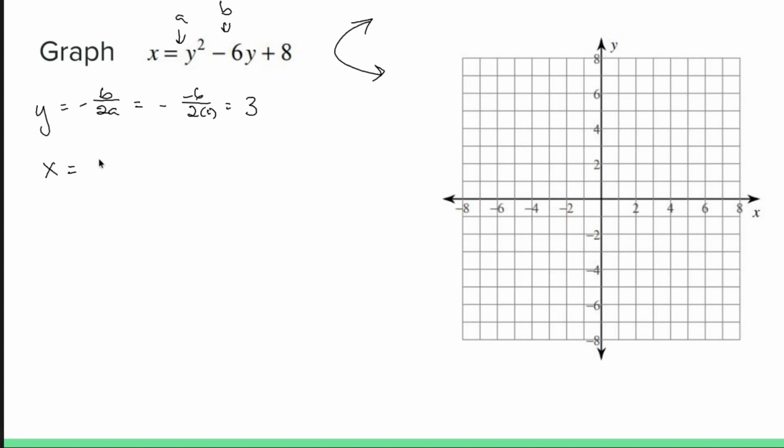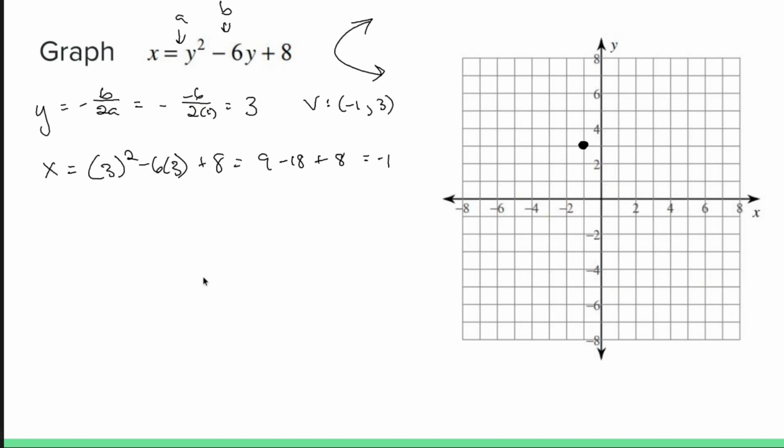So x equals 3 squared minus 6 times 3 plus 8. That's going to be 9 minus 18 plus 8. Negative 9 plus 8 is negative 1. So x is negative 1, so my vertex is negative 1, 3. So my vertex is negative 1, 3, bada bing.